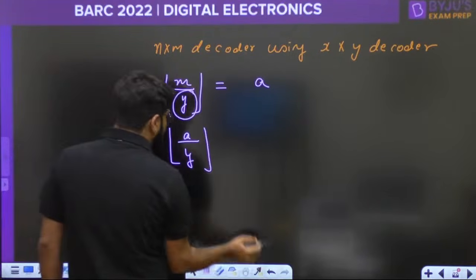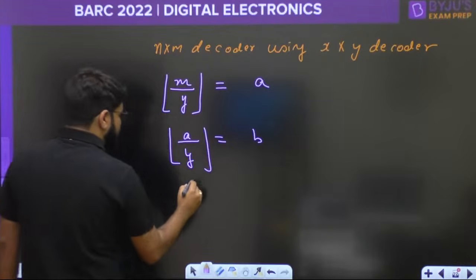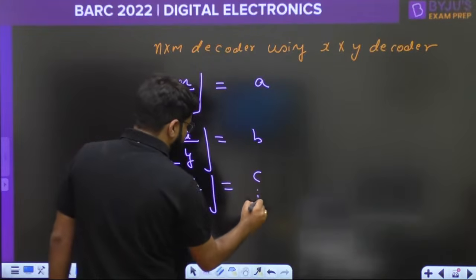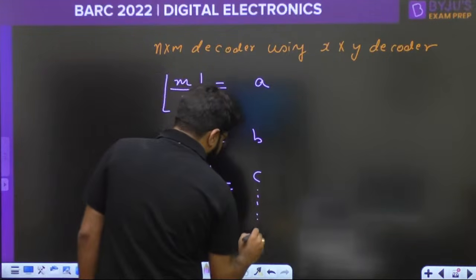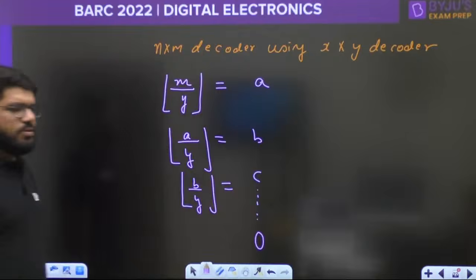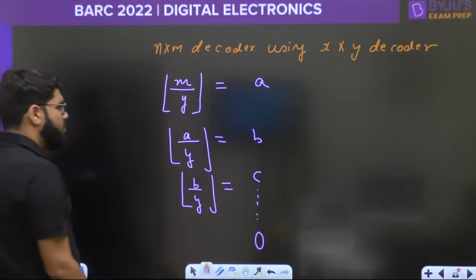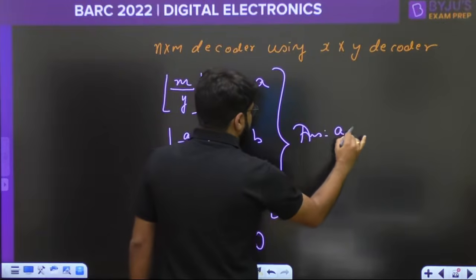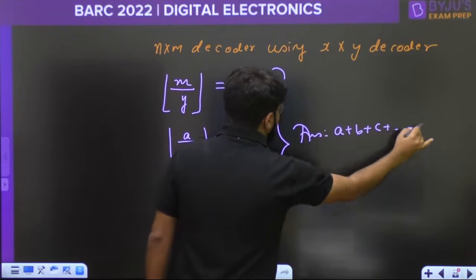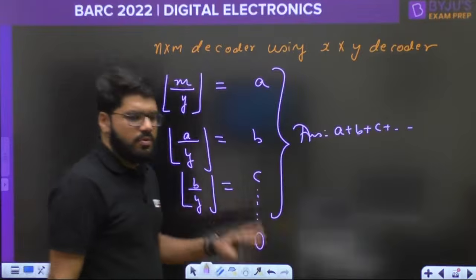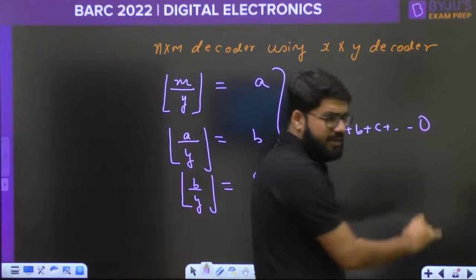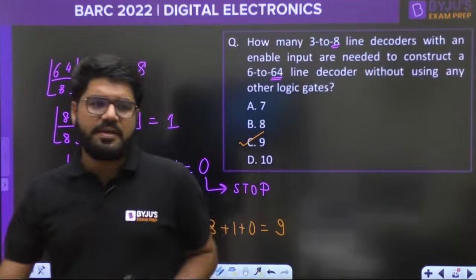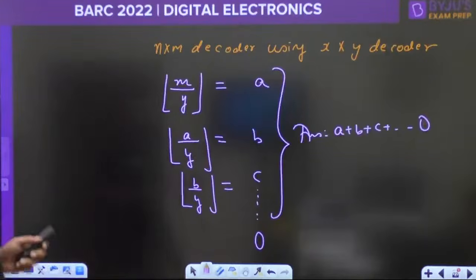Suppose the answer is b. Then you have to divide b by y, and suppose the answer is c. Keep doing this until you get 0. So the number of decoders required is a plus b plus c up to the 0. This is the generalization, I can say. This is the trick of solving this question. A very simple trick to get the total number of decoders.